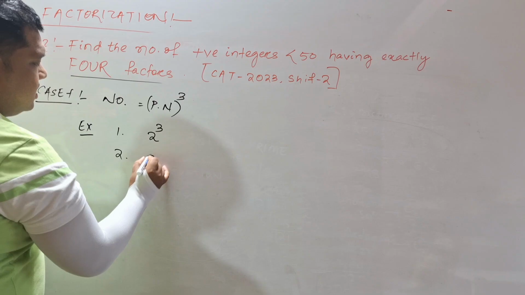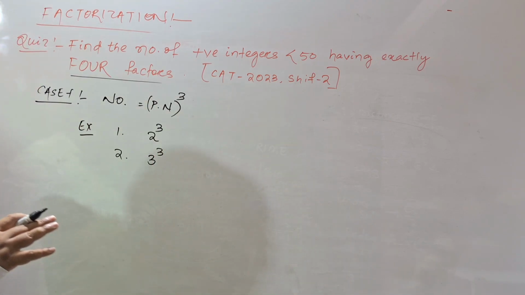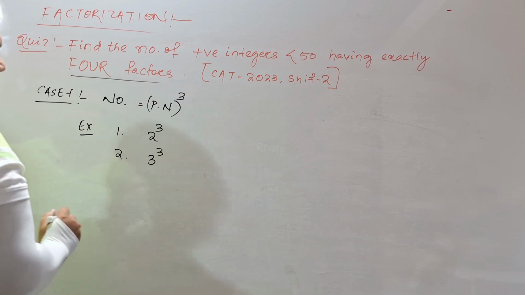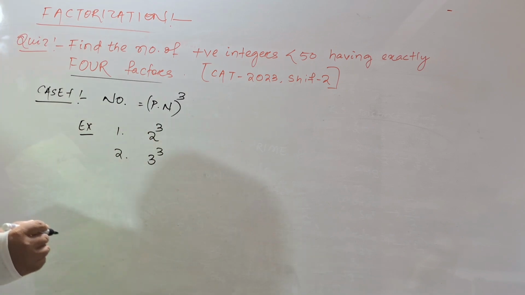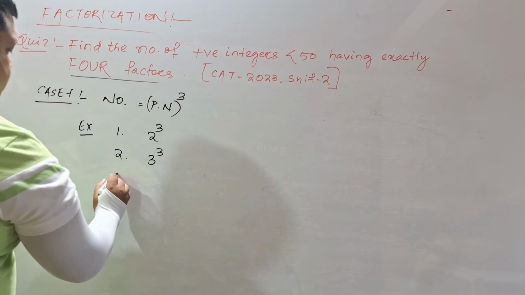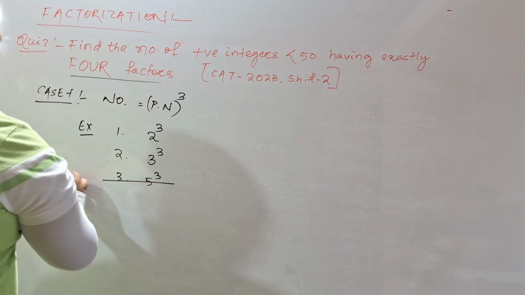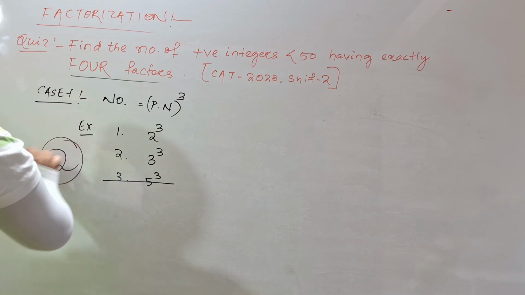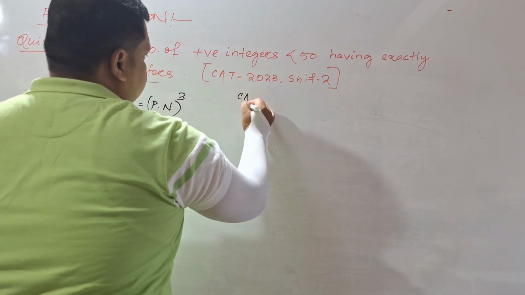Second, I will consider 3 cube, and any prime number to the power 3. 3 cube is also possible, 27. But can you write 5 to the power 3? That is equal to 125, not possible. Okay, so 5 cube is not possible here. So in case 1, how many solutions are there? In case 1, 2 solutions are there. Now make another case, case number 2.